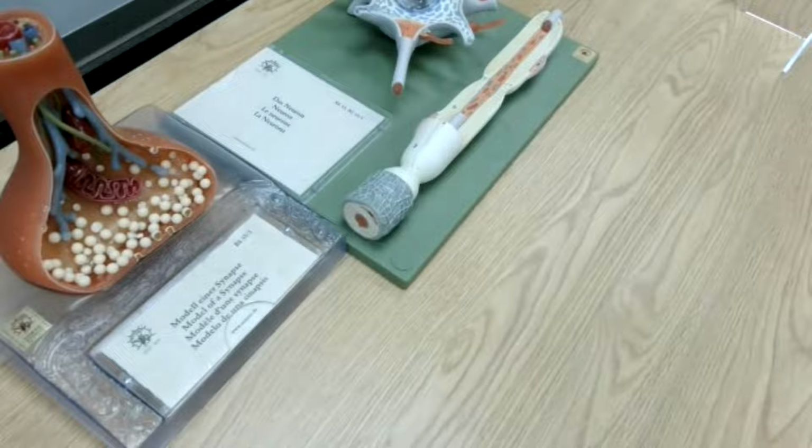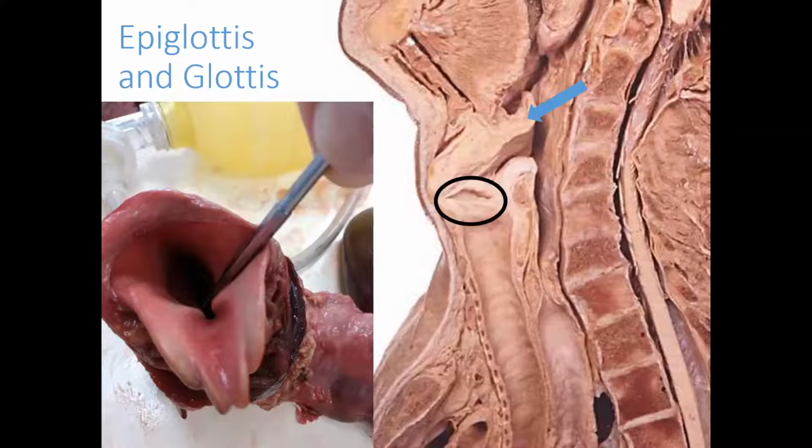That's what the epiglottis does. The epiglottis flips over. This is what it looks like for real. The structure of the cow and our structure are pretty close as far as what it does. We see where it's located right here, right above the opening to the glottis.